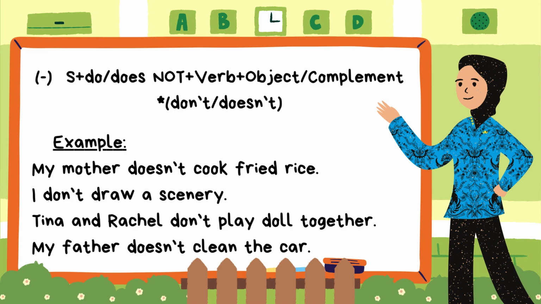The third is Tina and Rahel don't play doll together. Tina and Rahel as subject, don't as negative word, play as verb, doll together as object or complement. The fourth is my father does not clean the car. My father as subject, does not as negative word, clean as verb, the car as object or complement.